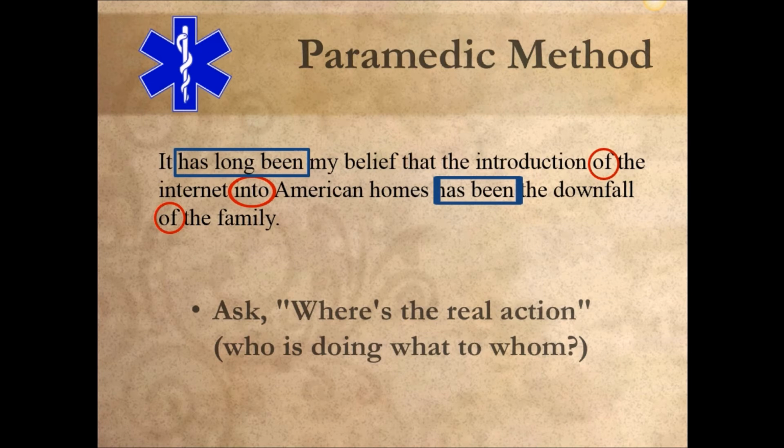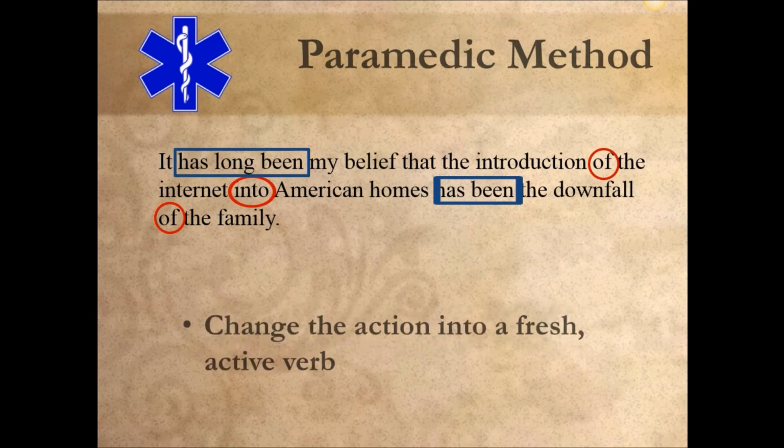There are actually 2 things happening in this sentence. We know the internet is coming into homes. We know that the family is falling. Okay, now we're getting somewhere. We're figuring out what's happening. What's the next step? We want to change the action. We want to get rid of those to be verbs.